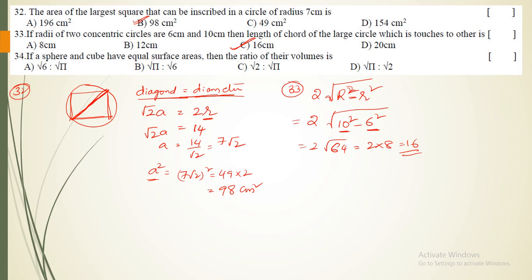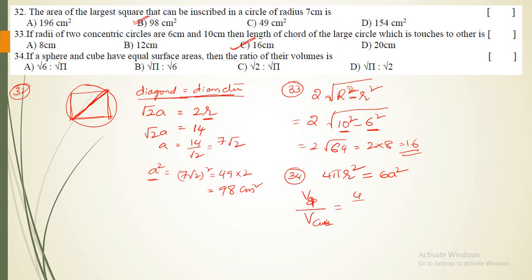Next, if a sphere and a cube have equal surfaces. So what is question number 34? Sphere and cube. Equal surfaces means the surface area of the sphere is equal to the surface area of the cube. So what is the surface area of the cube? 6a square. Now from this, then the ratio of their volumes. So what is he asking? Volume of sphere by volume of cube is equal to.